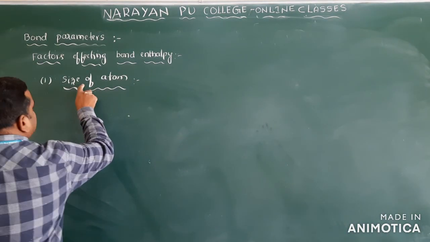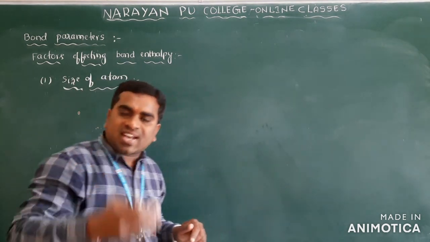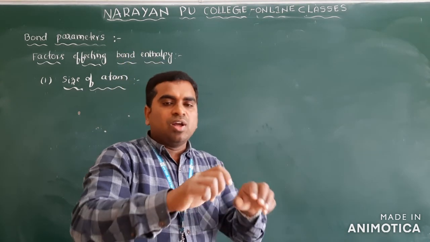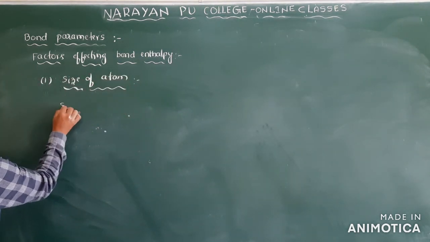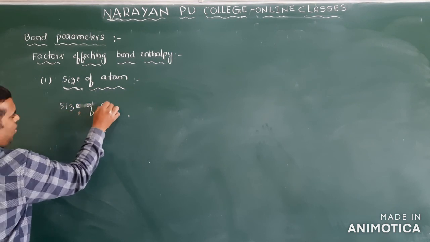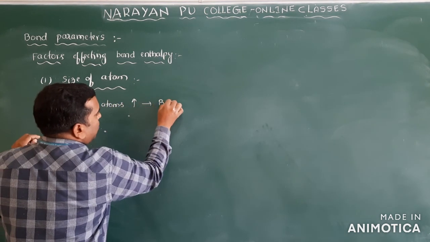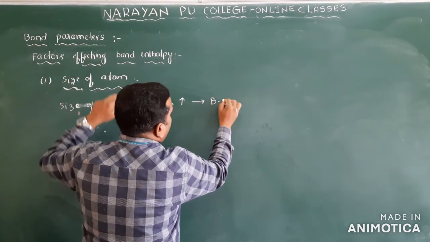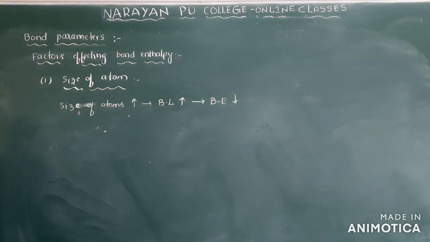Clear? So that's why as the size of atoms increases, bond length increases, bond strength decreases. Bond strength decreases means what? Bond enthalpy decreases. To break that bond, we need not put much energy. That we will call as what? Bond enthalpy. That is clear here. As the size of bonded atoms increases, then what will happen here? Bond length increases. If bond length increases, bond enthalpy or bond strength decreases.